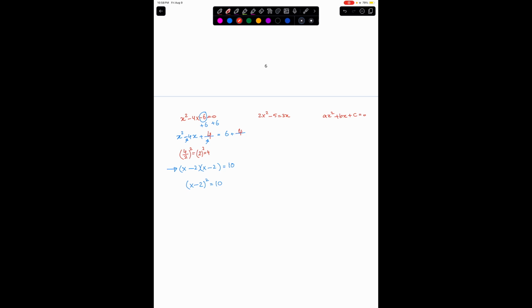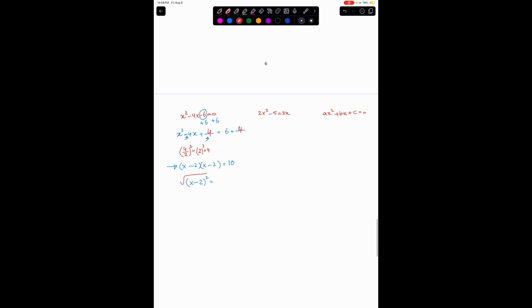Now you're going to take the square root for this side, and then let me leave a little bit of space here. And then you're going to take the square root. Don't forget positive and negative. So the square root is going to cancel the square. We're going to end up with x minus 2 equals positive or negative square root of 10. We cannot simplify that because 10 is basically 2 times 5. None of these numbers are perfect squares.